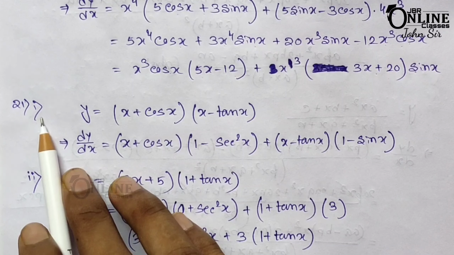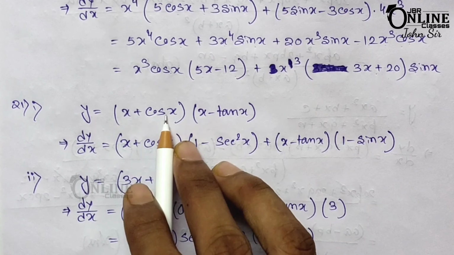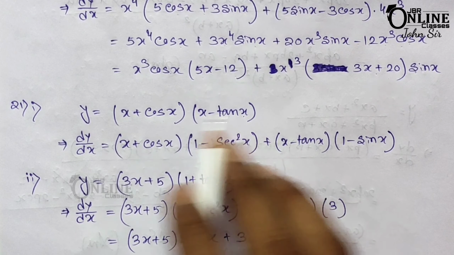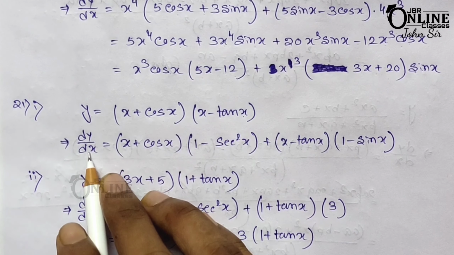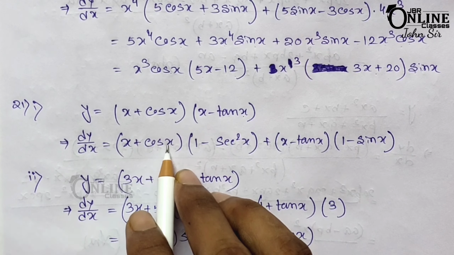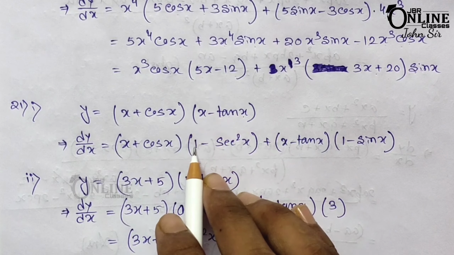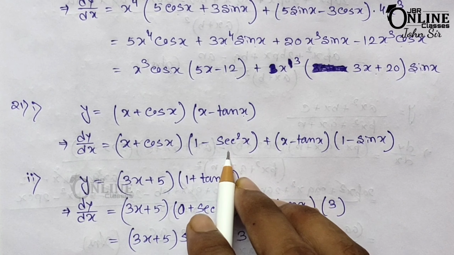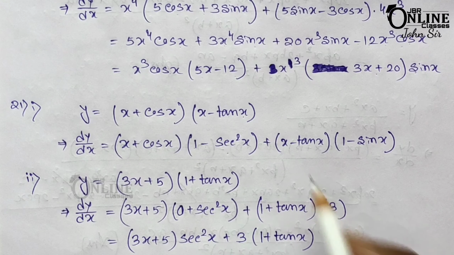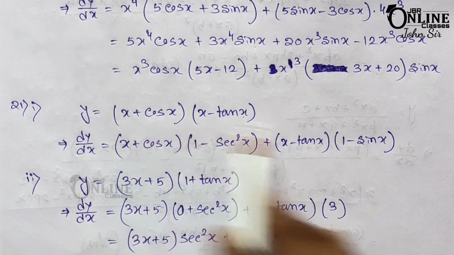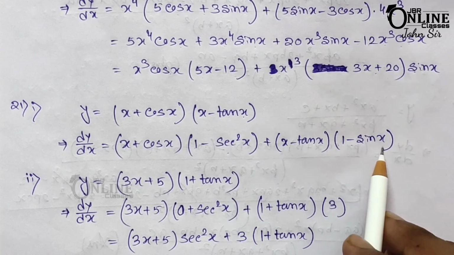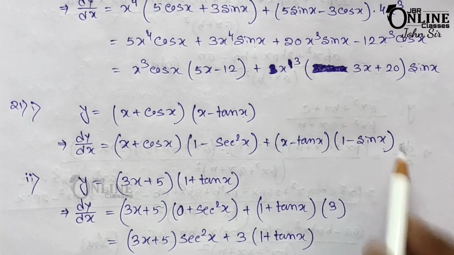Next, sum number 21. Given function is x plus cos x into x minus tan x. So this one u and this one v. So u into v formula, dy by dx equal to x plus cos x will be here. The derivative of this one is 1 minus sec square x. Okay. Now the second one, x minus tan x will be here, and the derivative of the first one, that is 1, and here cos x means minus sin x. So this one your answer.